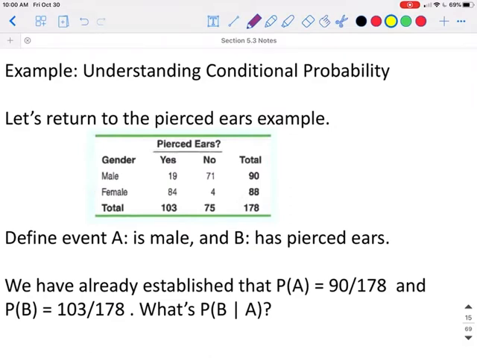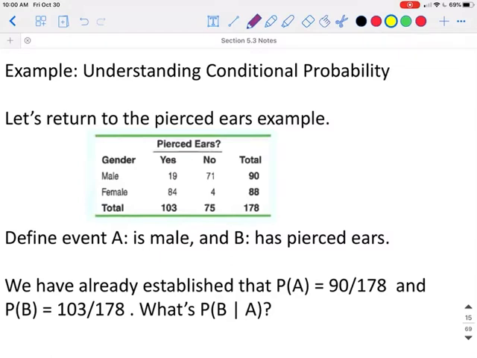Let's return to that pierced ears example. We're going to define event A as that the student is male, and event B as that the student has pierced ears. We have already established that the probability of event A is 90 out of 178, and the probability of event B is 103 over 178.